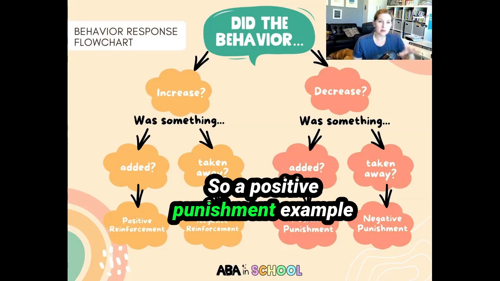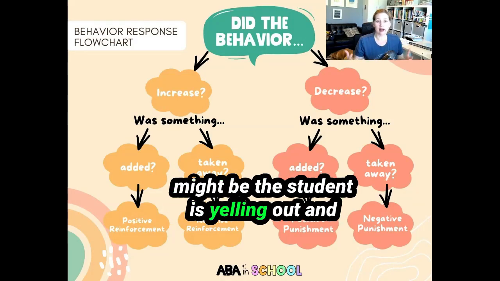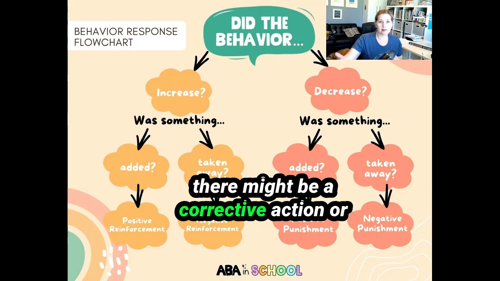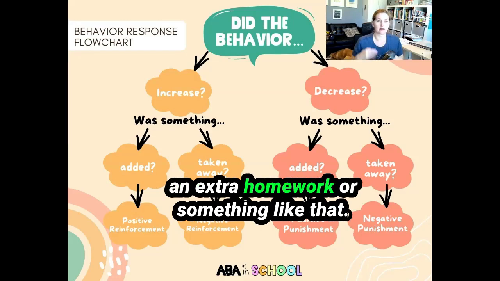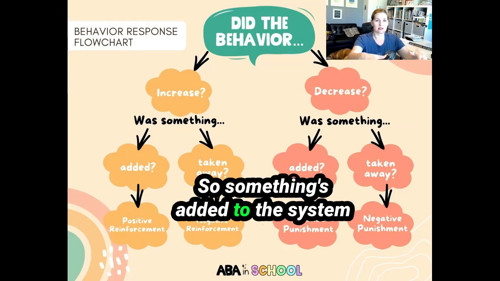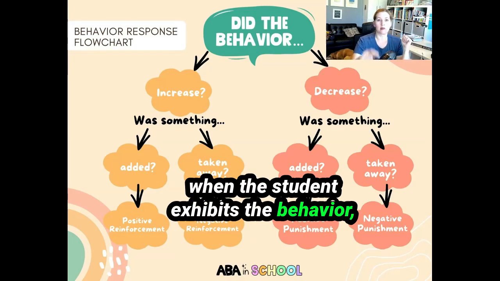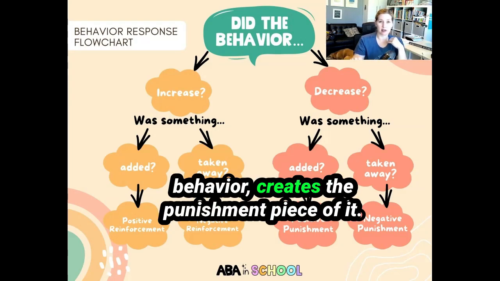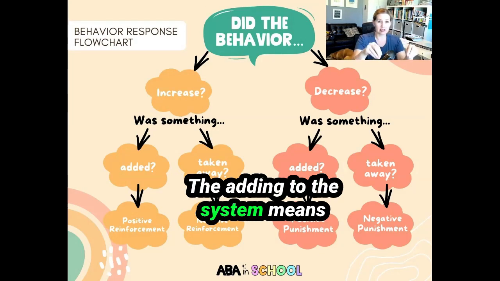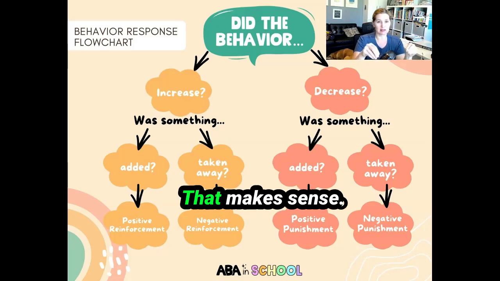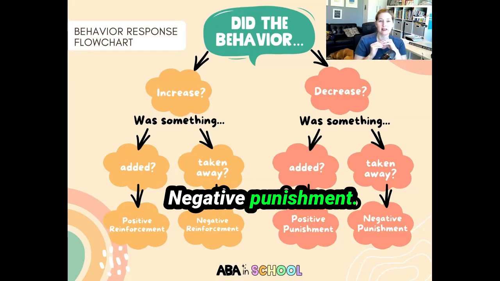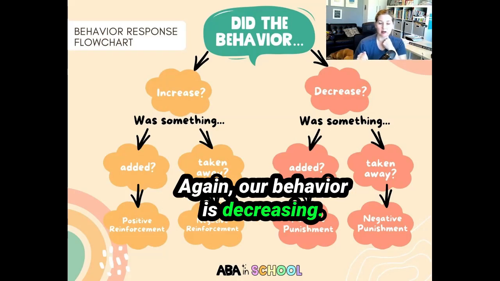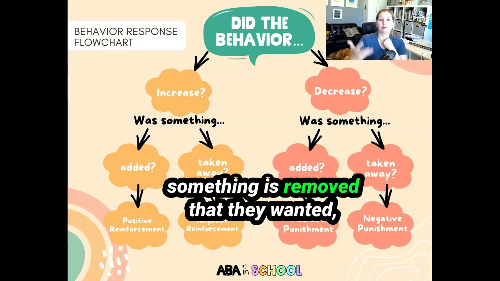A positive punishment example might be the student is yelling out, and there might be a corrective action or an extra homework or something like that. So something's added to the system when the student exhibits the behavior, and we want that behavior to decrease. The decrease in the behavior creates the punishment piece of it. The adding to the system means the positive. If that makes sense.